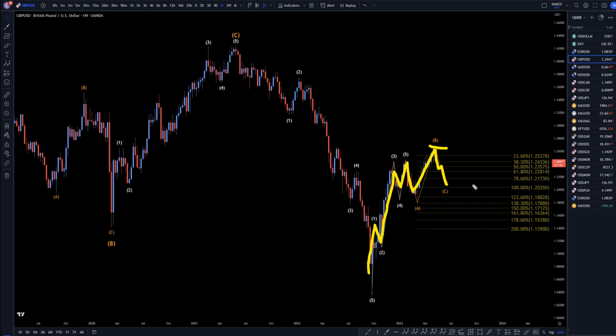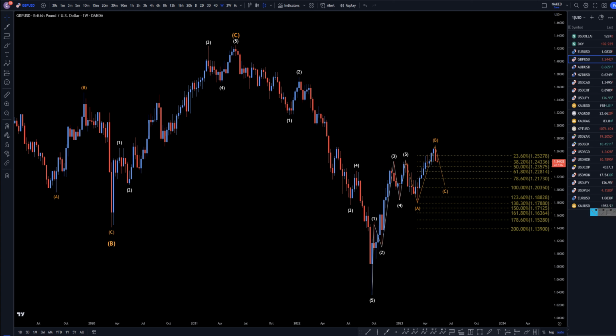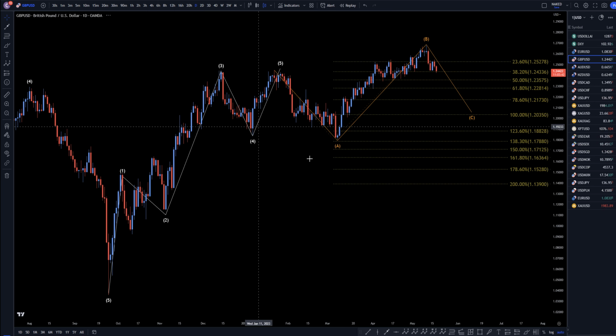Now if this is a wave C, then it's probably only going to go down to about the 100%, most likely make a higher low, and just end up continuing the uptrend. I think we're going to have a 1, a 2, ABC of 2, and then eventually, probably in a few months, go up for a wave 3. So let's head down to the daily time frame.